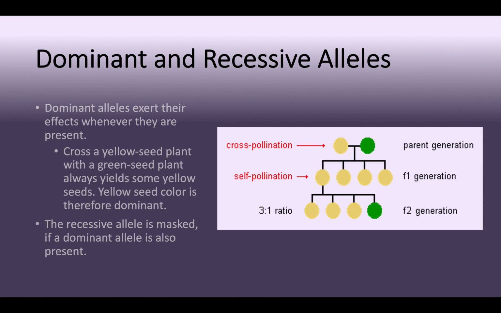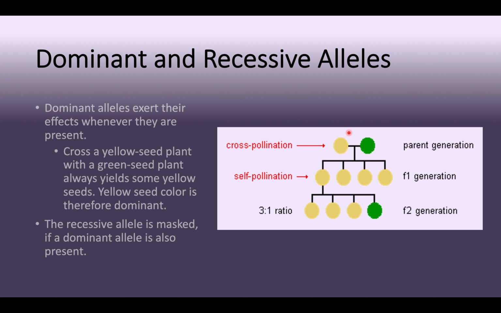So let's talk about dominant and recessive alleles. Dominant alleles will exert their effects wherever they're present. So if a gene is passed down from parent generation to the first generation of new organism, the dominant allele that is present is always going to pass down. For example, Gregor Mendel would cross what we call a yellow seed plant with a green seed plant. One of the pea plants had a yellow seed, which we'll indicate right here. One of them had a green seed. He then self-pollinated all of those plants, and the yellow seed always creates yellow offspring. So the yellow seed color is therefore dominant.